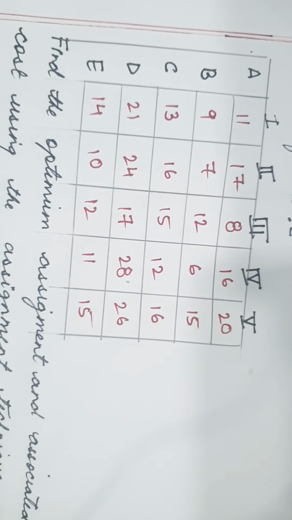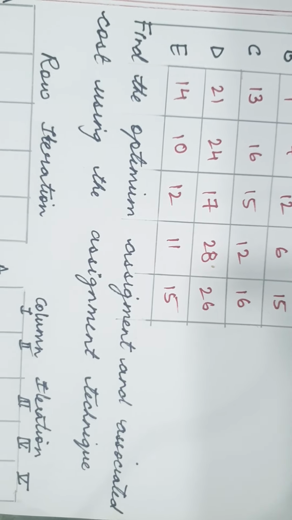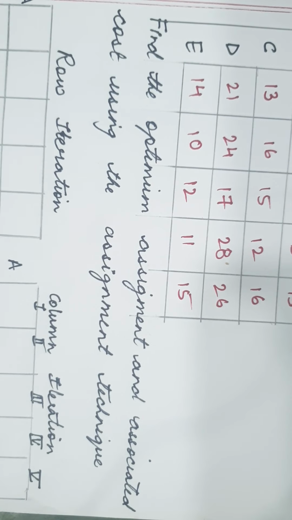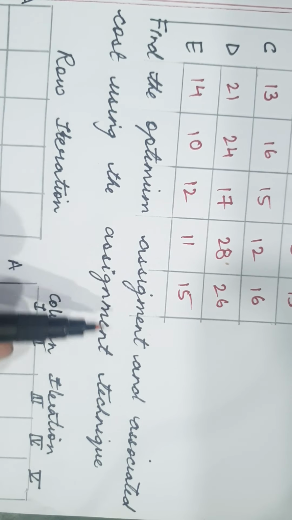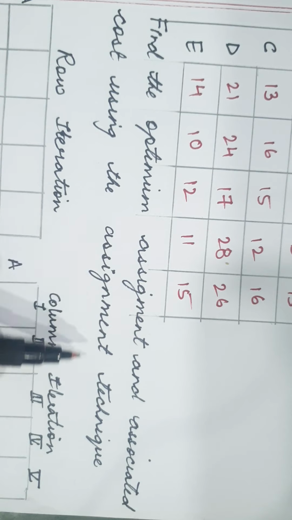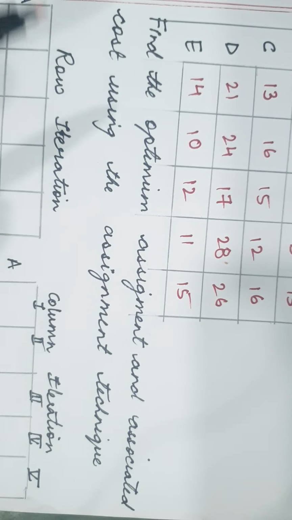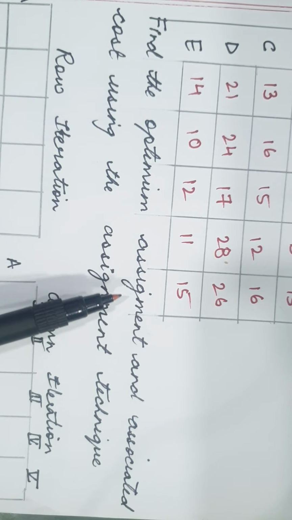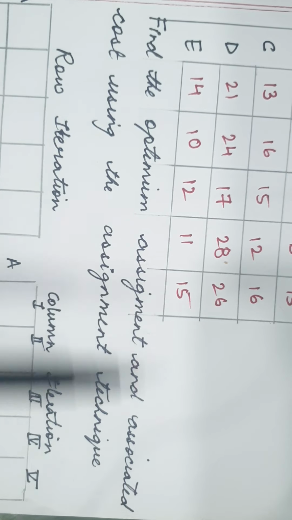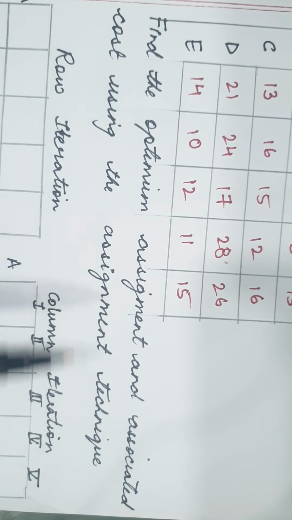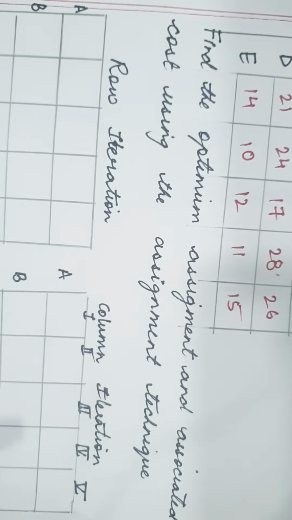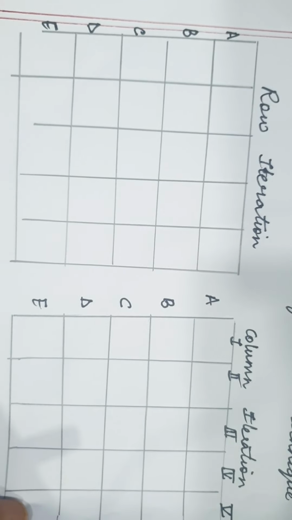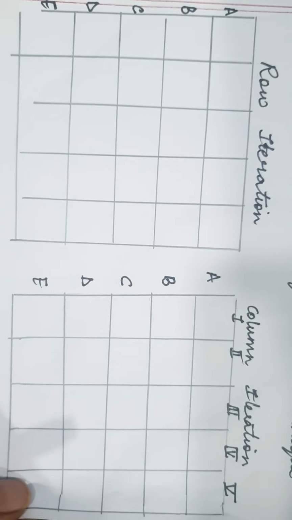First you have to perform the row operation. The question says: find the optimum assignment and associated cost by using the assignment technique. So you have to find out two things: the optimum assignment, for whom you are assigning, and the associated cost. You have to go for the row operation, then the column operation. First is row and second is column.